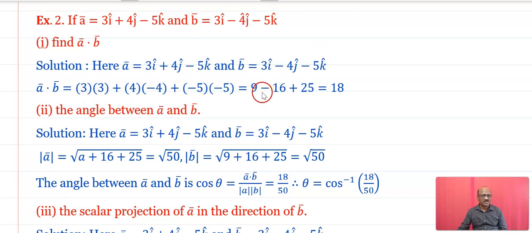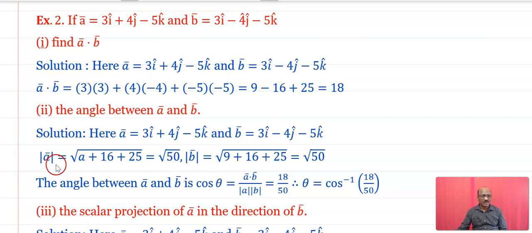3 into 3 is 9, 4 into minus 4 is minus 16, minus 5 into minus 5 is plus 25, and 9 minus 16 plus 25 equals 18. Next, the angle between a bar and b bar. Let a bar equal 3i cap plus 4j cap minus 5k cap, and b bar equal 3i cap minus 4j cap minus 5k cap.